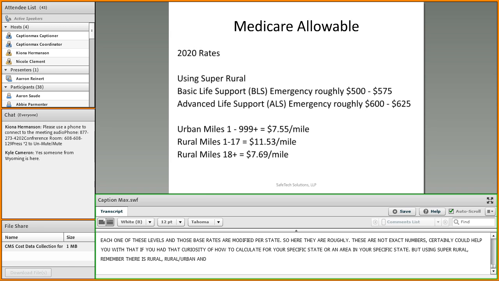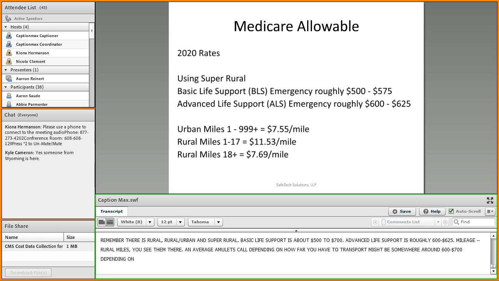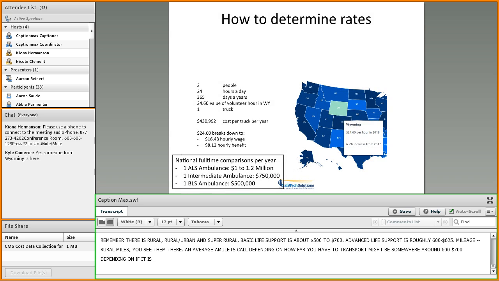It is state specific. There's a national base rate at each one of these levels, and then those base rates are modified per state. So here they are, roughly. These are not exact numbers. I certainly could help you if you're curious how to calculate that for your specific state or an area in your state. But using super rural, remember there's urban, rural, and super rural, super rural has that largest add-on payment, 22.6%.